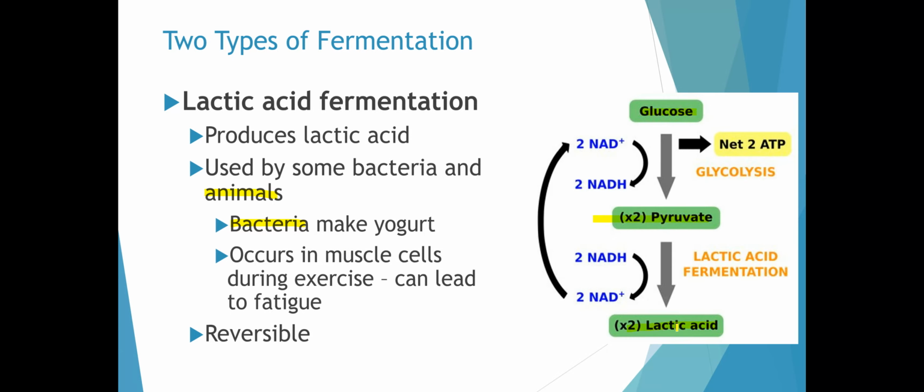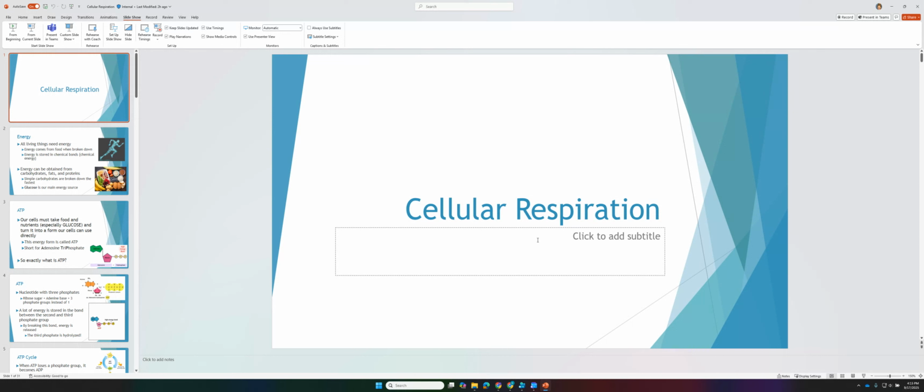And you may have heard that word before. You may have heard of lactic acid buildup in your muscles, and that's what can cause fatigue and soreness. And so that's just one of the ways your body's telling you, hey, you're tired. You need more oxygen, okay? So this happens in some bacteria and animals, whereas the alcoholic, we can't make alcohol in our cells, but yeast can. And that is going to take care of the process of cellular respiration.